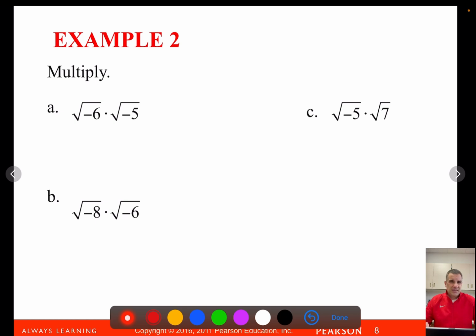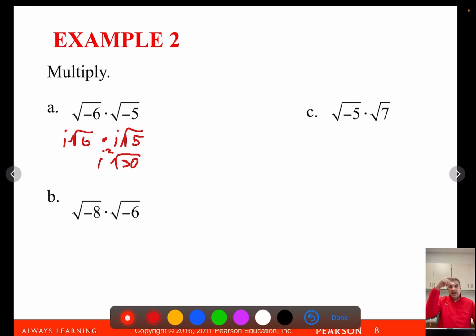So when you multiply, you really probably want to change them to imaginary. You want to change them out first, and rewrite them. So radical -6, that's i radical 6 times i radical 5. So i times i gives us i squared radical 30.